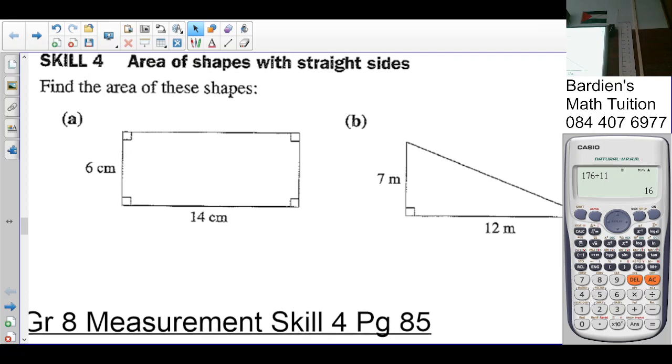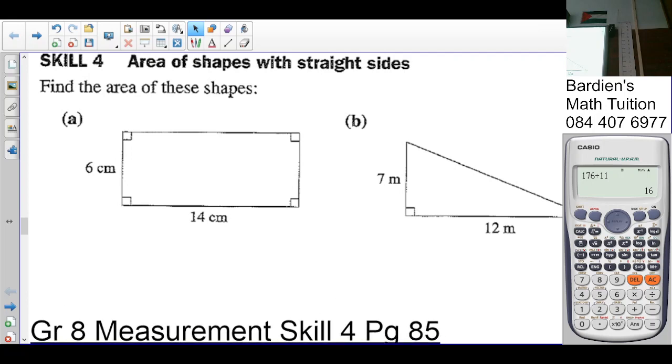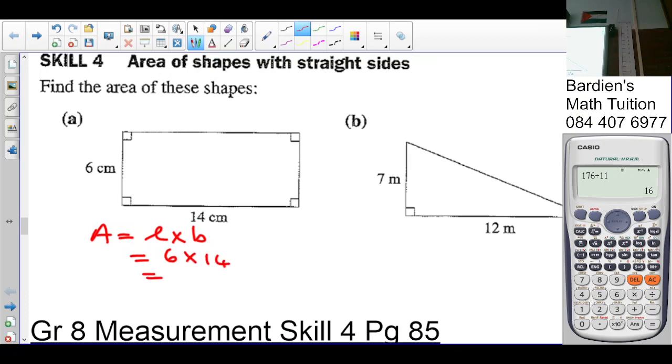So what type of shape is the first one? It's a rectangle. Alright. How do you calculate the area of a rectangle? Length times width. So what's the length? 6 times 14. And 14 times 6 is 84, is that correct? 84 centimeters squared, since it's 2 dimensional. There's a length and a breadth. Okay?